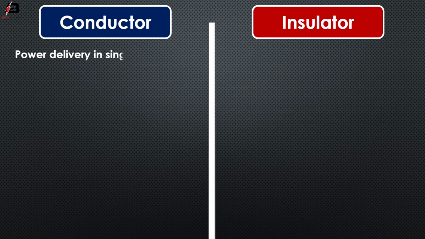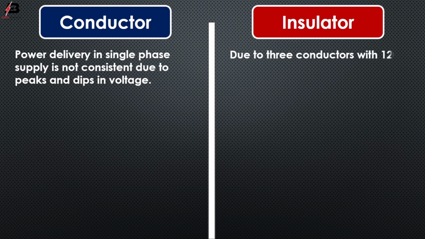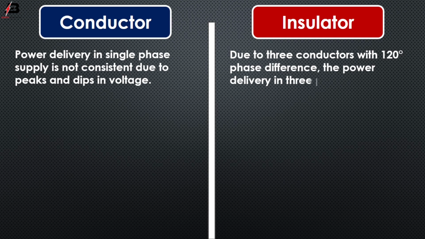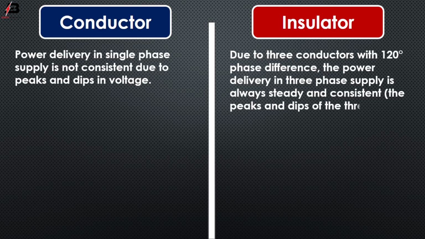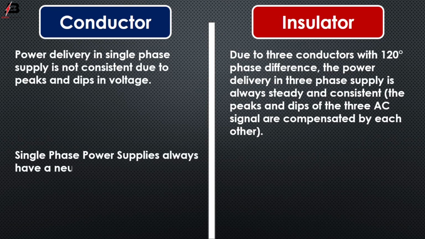Power delivery in a single phase supply is not consistent due to the peaks and dips in voltage. Due to three conductors with 120 degree phase difference, the power delivery in a three phase supply is always steady and consistent. The peaks and dips of the three AC signals are compensated by each other.